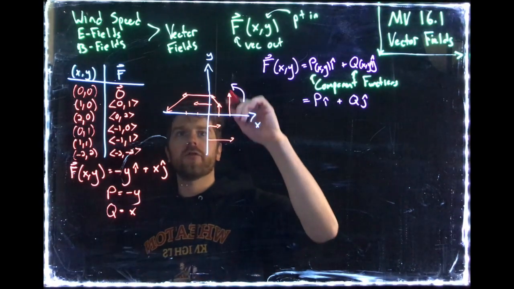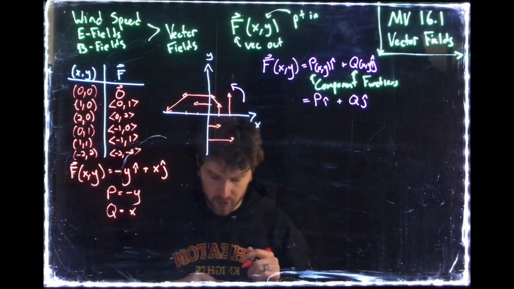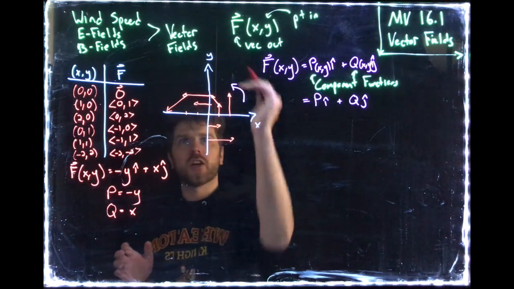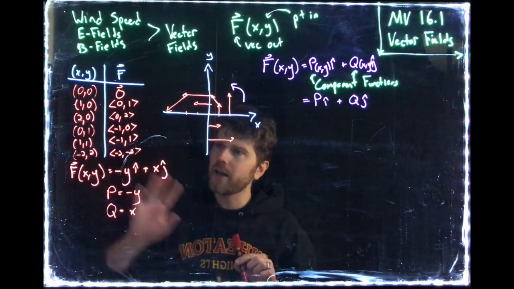And as I get farther and farther away from the origin, that swirl gets bigger and bigger. The vectors get longer and longer. But every single vector is going to rotate around the origin in this way. So we're going to look at a bunch of these.